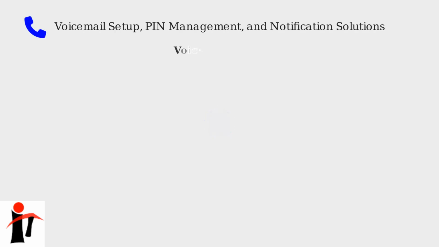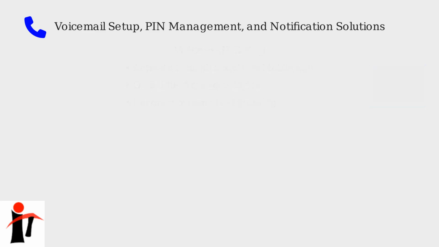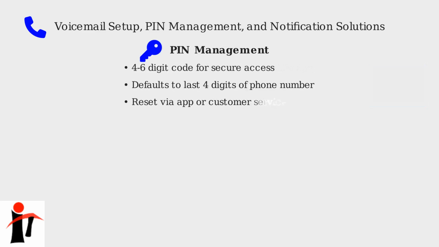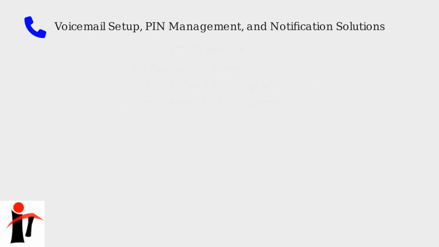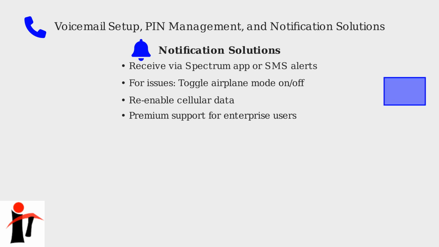Setting up voicemail on Spectrum Mobile is straightforward and can be done through the app or by dialing a simple code. Your voicemail PIN is a 4 to 6-digit code for secure access. It defaults to the last 4 digits of your phone number and can be reset through the app or customer service. Notifications for new voicemails come through the Spectrum app or SMS alerts.